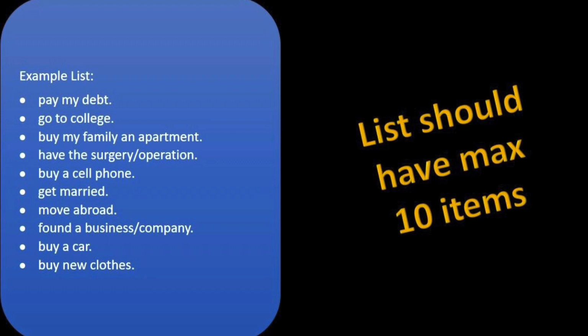We start with listing. Write down the things that you would do or buy if you have enough cash. Do not limit yourself and try to write down the things that first come to your mind. Try to reach up to, let's say, 10 elements. Here is a fictional list I prepared for you as an example. Topics in my list are, for example, paying my debt, going to college, buying my family an apartment, having a surgery or an operation, buying a mobile phone, getting married, moving abroad, maybe founding a business or a company, buying a new car, and buying new clothes.